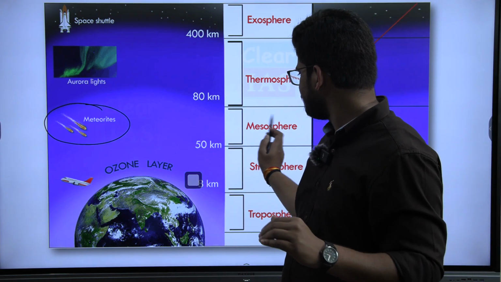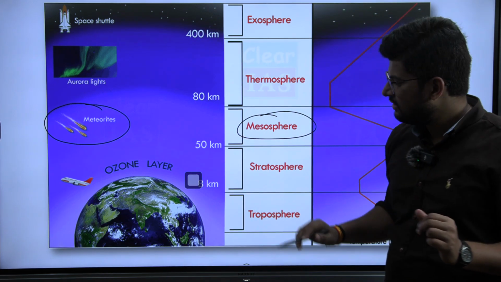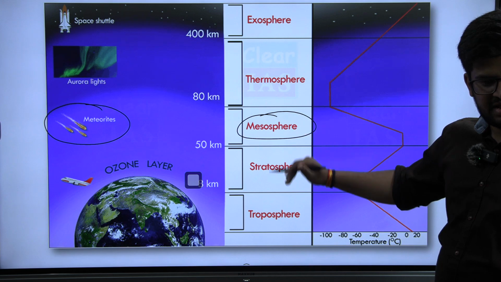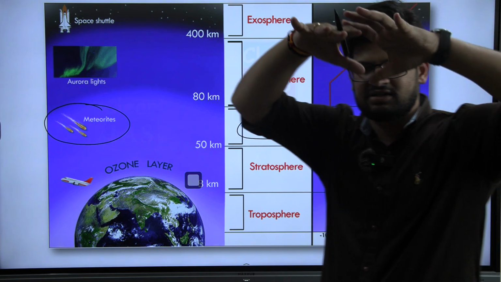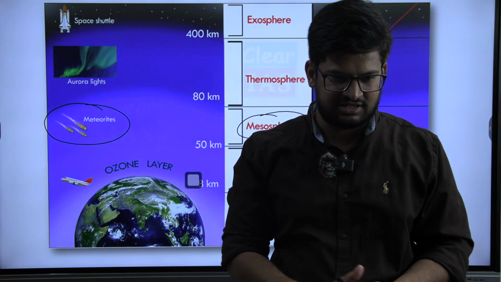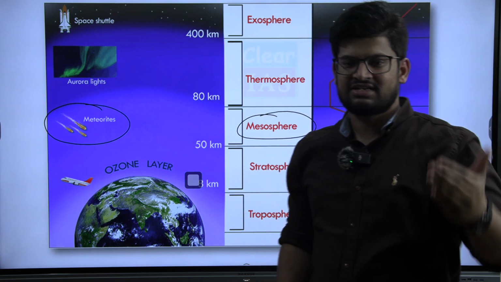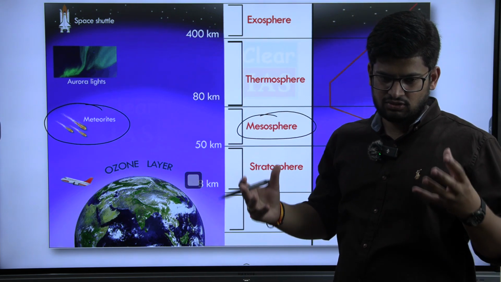Where do they burn? In the mesosphere. Now why not in the exosphere and thermosphere? Because the density of the air decreases as you move to higher altitude, because the Earth can hold the gases with its gravitational force only up to a certain level, and beyond that extent the thickness of air decreases. Air is loosely packed here.